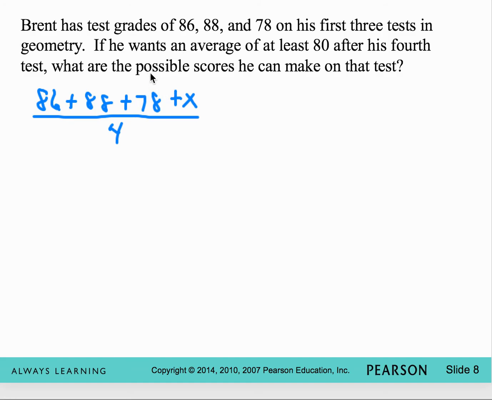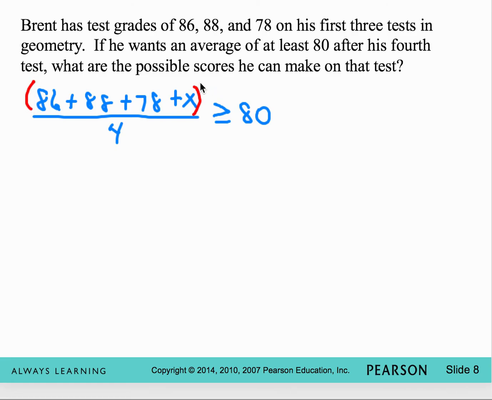Now, he wants this to be at least 80. So he wants this to be more than or equal to 80, at least 80. So that's a greater than or equal to sign. Okay, I got a fraction. First thing I'm going to do is get rid of that fraction. So I'm going to multiply.